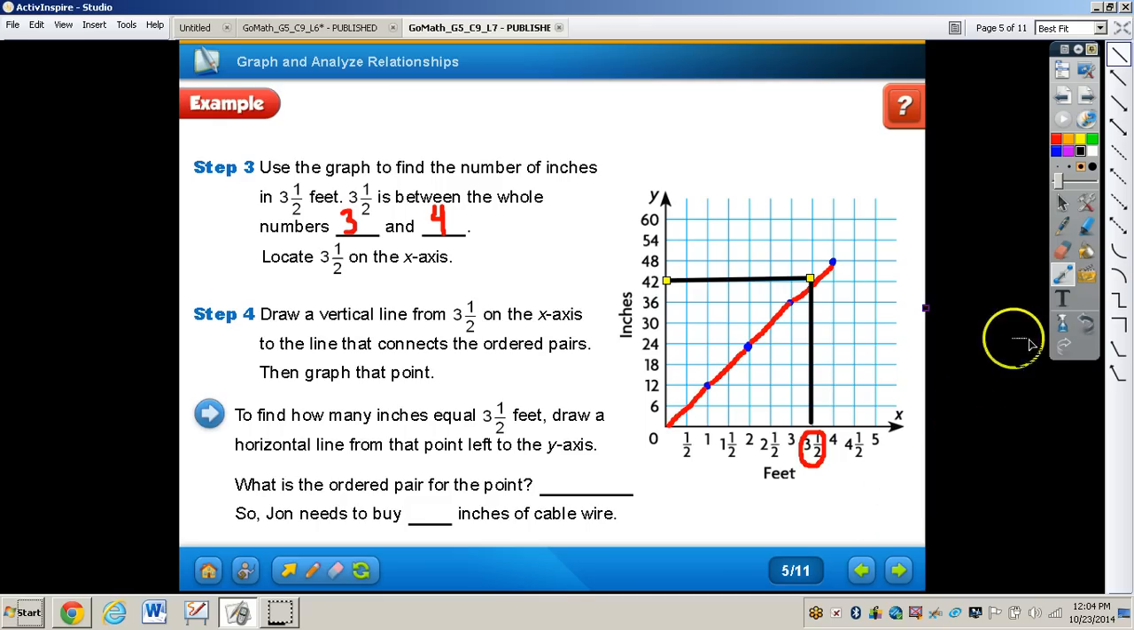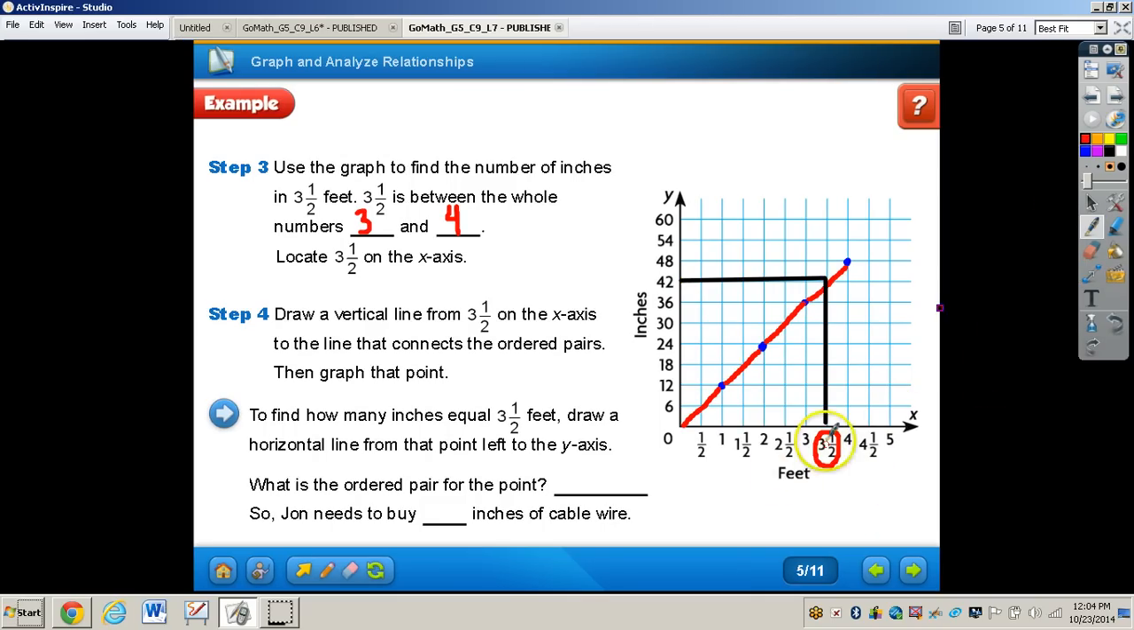Now what's the ordered pair for this point? We have 3.5, which is my x-axis, lined up with 42 on my y, so 3.5 and 42. That shows us how many inches are in 3.5 feet. So John needs to buy 42 inches of cable wire.